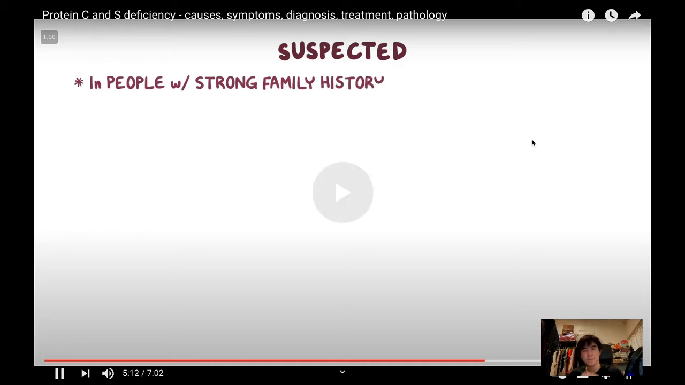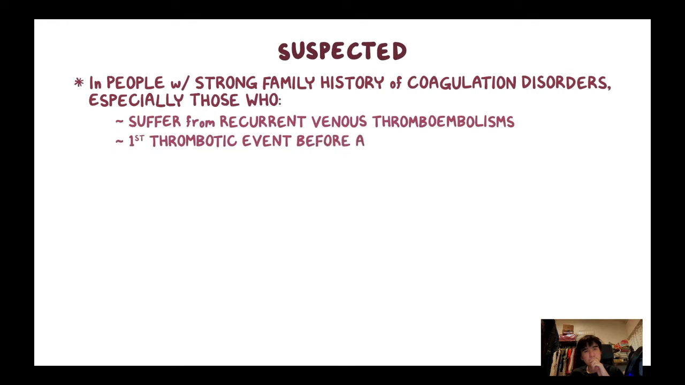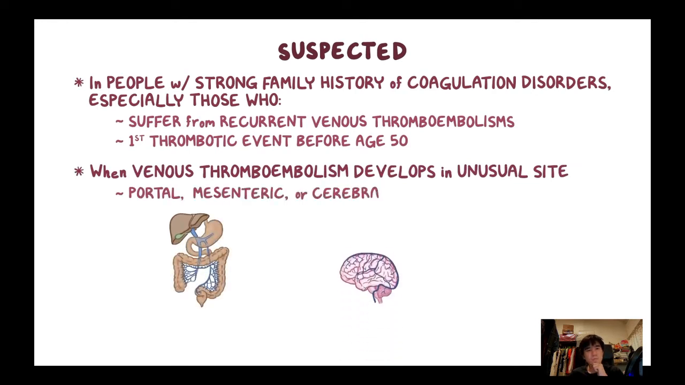Okay. History of coagulation disorders, especially those who suffer from recurrent venous thromboembolisms and experience their first thrombotic event before age 50. Protein C or protein S deficiency is also sometimes suspected when a venous thromboembolism develops in an unusual site, like the portal, mesenteric, or cerebral veins.